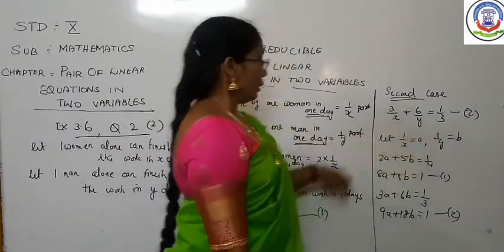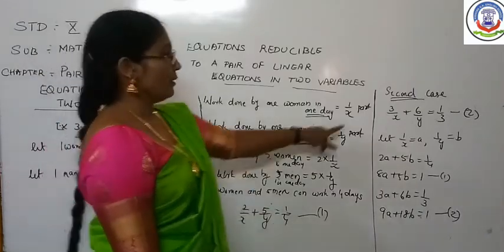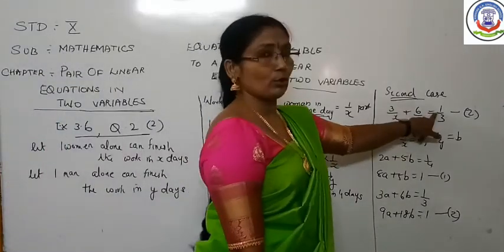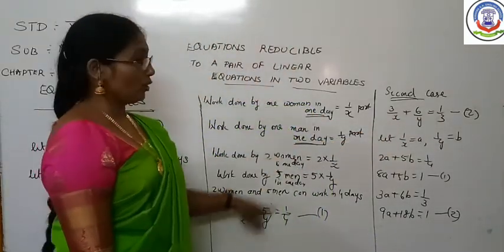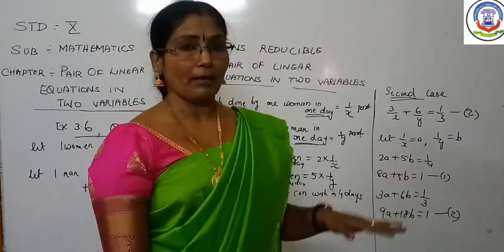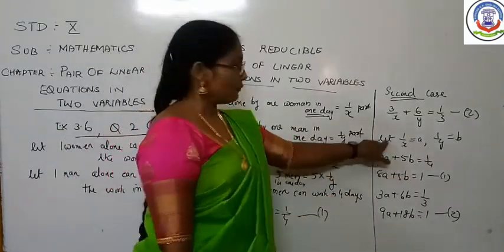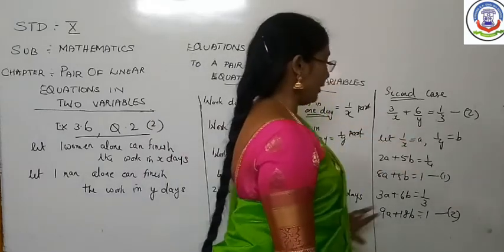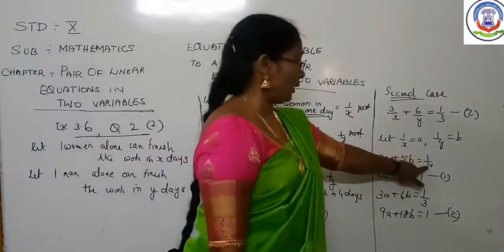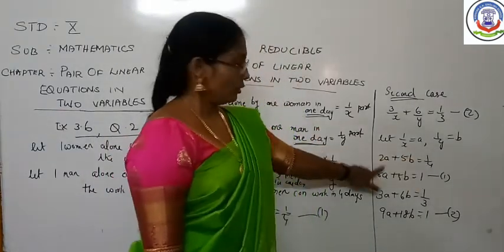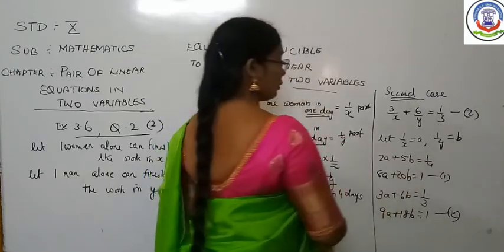Now 2 equations you already got. One equation: 2 by x plus 5 by y is equal to 1 by 4. Other one: 3 by x plus 6 by y is equal to 1 by 3. Now these both equations are not linear equations. You have to reduce them into linear equations. For that, substitute let 1 by x is equal to a and 1 by y is equal to b. So you will get the first equation 2a plus 5b is equal to 1 by 4. Cross multiply by 4. So 4 2s are 8a plus 4 5s are 20b is equal to 1.